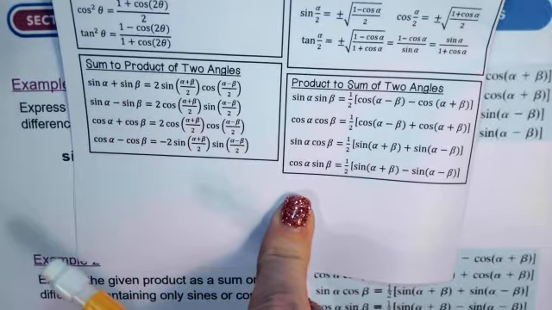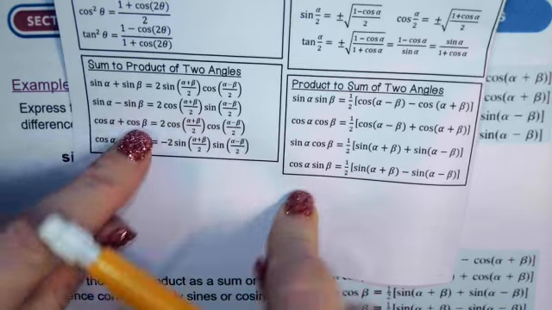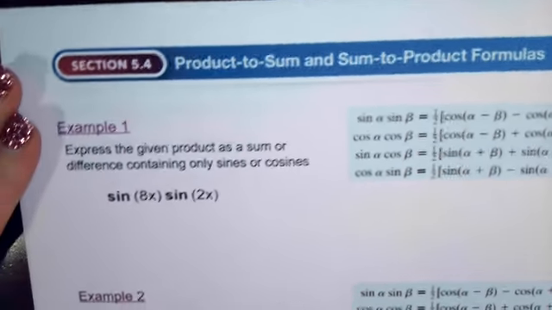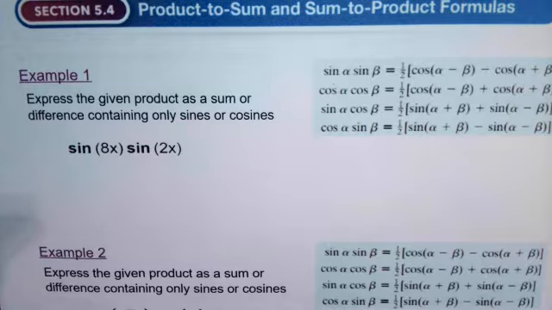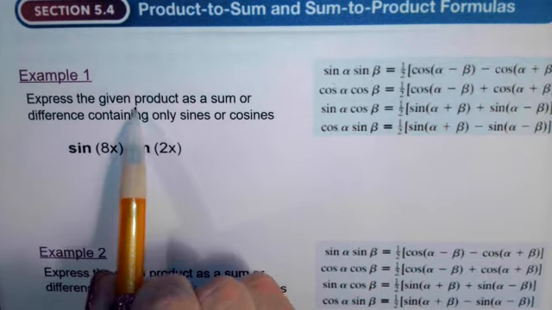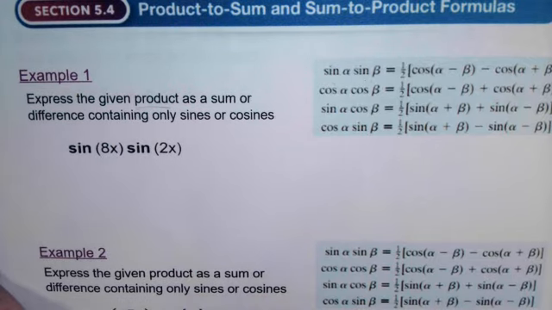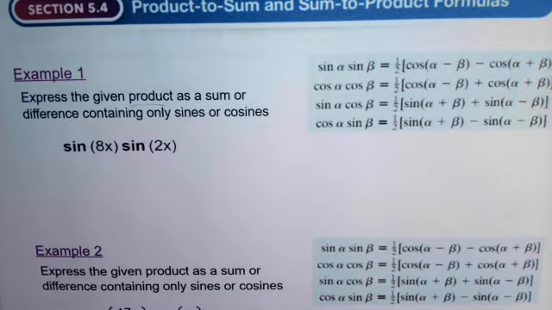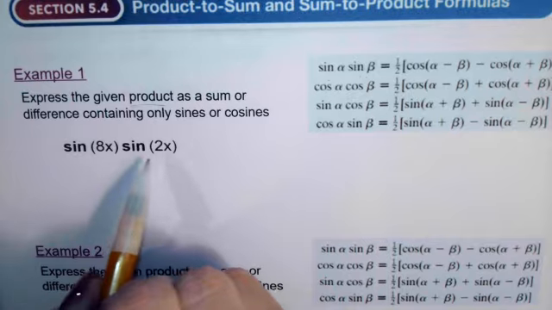So what are we given? And that's the formula box that we use. So looking at example 1, it says sine of 8x times sine of 2x. Sometimes it'll tell you express the given product as a sum. All right, so then we know we are going to do the product to sum. So then sine 8x, sine 2x.